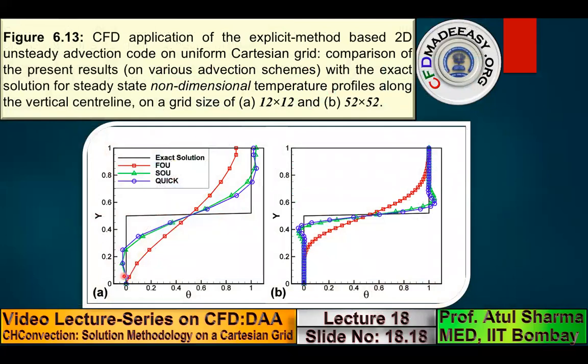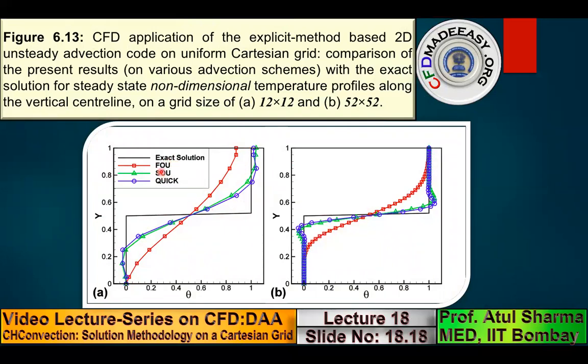So this is an analytical solution. From y equals 0 to 0.5, theta is equal to 0. And from 0.5 to 1, theta is equal to 1. And at y equals 0.5, there is a sharp change in the temperature from theta equals 0 to theta equals 1. So this is the exact solution or analytical solution.